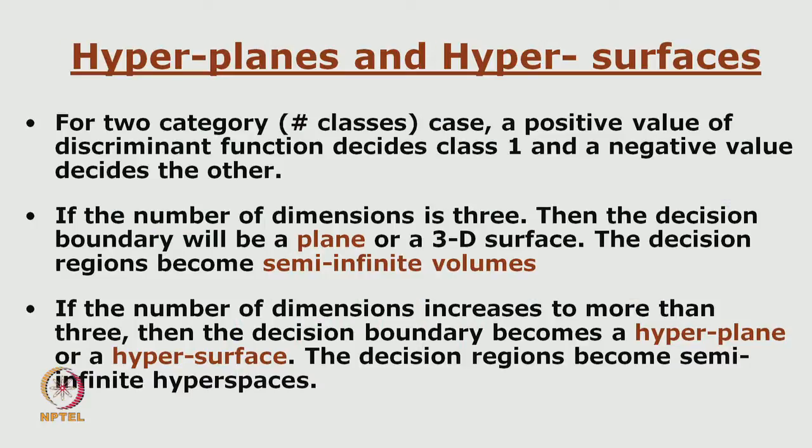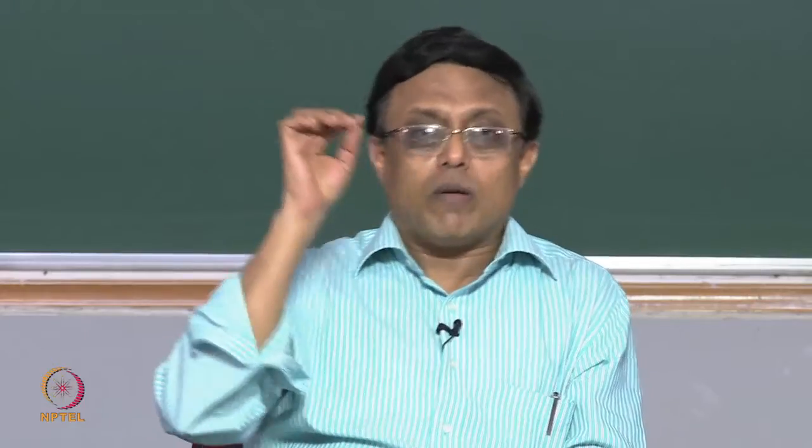So, if the number of dimensions increases to more than 3, then the decision boundary becomes a hyperplane or a hypersurface, and the decision regions become semi-infinite hypersurfaces. Remember, a plane is a special case of a surface, a planar surface, but a surface can be nonlinear also. So linearity or nonlinearity is a separate issue. We will talk about that later because, as I already mentioned, it depends on the properties of the covariance matrix. Its off-diagonal terms will be mainly responsible for this. Diagonal terms also have a role to play, and also the covariance matrix between classes. All these will dictate. But if the decision boundary is linear, then it is a line in 2D, a plane in 3D, and a hyperplane in higher dimensions. We will have a slide coming up.